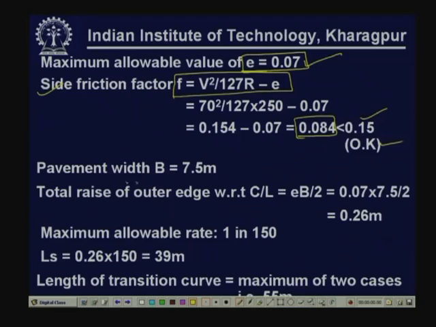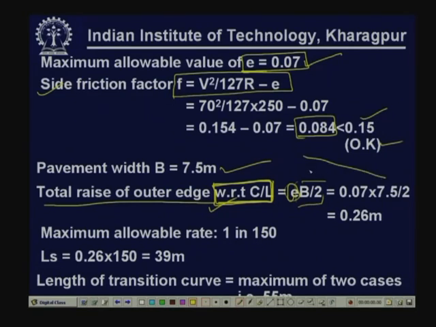Now, pavement width, let us assume it is 7.5 meter. Therefore, total raise, if we consider total raise of outer edge with respect to center line. So, that means we are assuming that here the pavement is rotated with respect to center line. This is very important. Then in that case the total raise of outer edge will be this super elevation rate 7% multiplied by B by 2. Why is it B by 2?